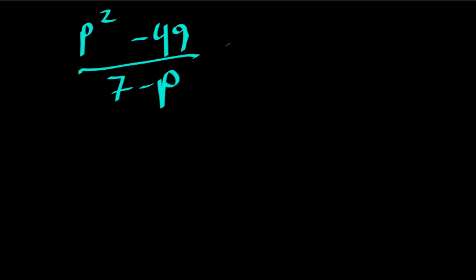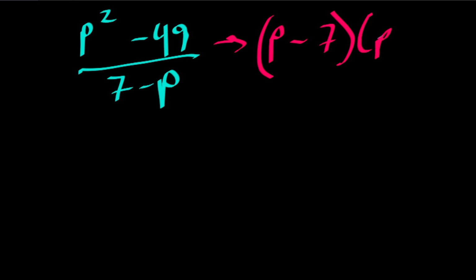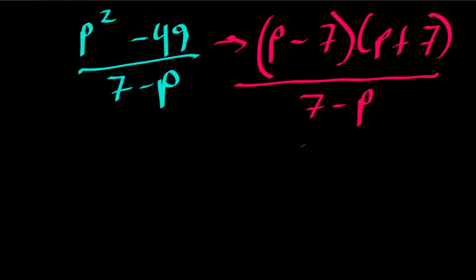Now, if you remember, the top part we have is p squared minus 49. If you have two perfect squares that are being subtracted, you can factor this using difference of squares, which means we do the square root of p squared, which is p, minus the square root of 49, which is 7, and then we repeat that, but now we say p plus 7. And then on the bottom we have 7 minus p.